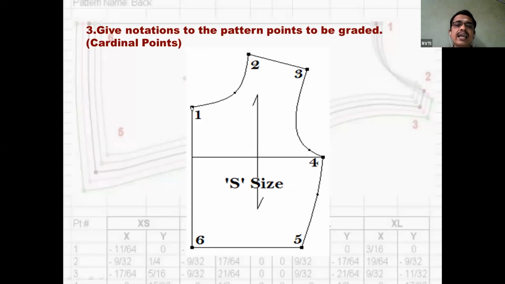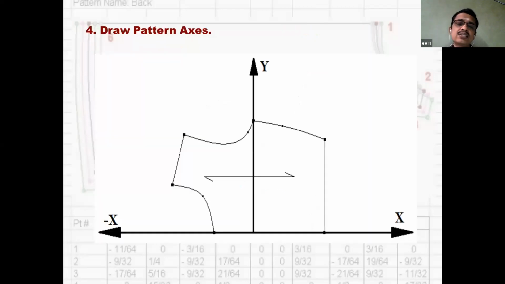So normally here I have to apply increments 1, 2, 3, 3. You have to give notations. This notation is also called grading points or cardinal points. For each and every pattern, first you have to give the notation like this. Then you should clearly know where we are going to apply and how much the next size, M size pattern, varies from the S size. That is very, very important. So for that only I previously told you we need some pattern making knowledge. Okay, and the third step is that I just take the measurement chart.